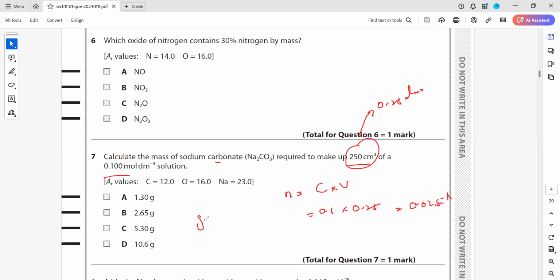Then we need the mass in gram. So mass in gram is molar mass multiplied by moles. Molar mass of sodium carbonate: sodium is 23 multiplied by 2, plus carbon is 12, plus oxygen is 16 times 3. So this will be the molar mass of sodium carbonate multiplied by the moles of sodium carbonate, which is 0.025. That will give us the mass in gram of sodium carbonate. So 2.65. So B will be the right answer.